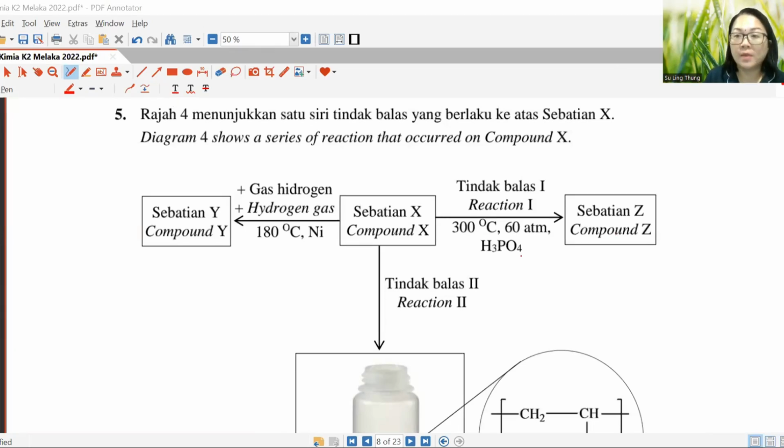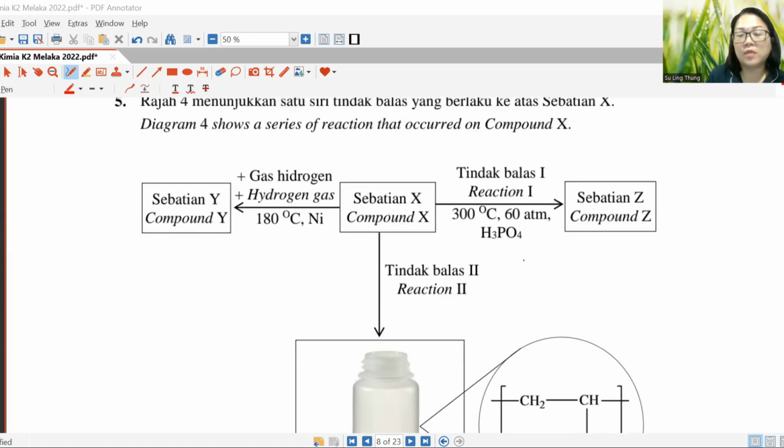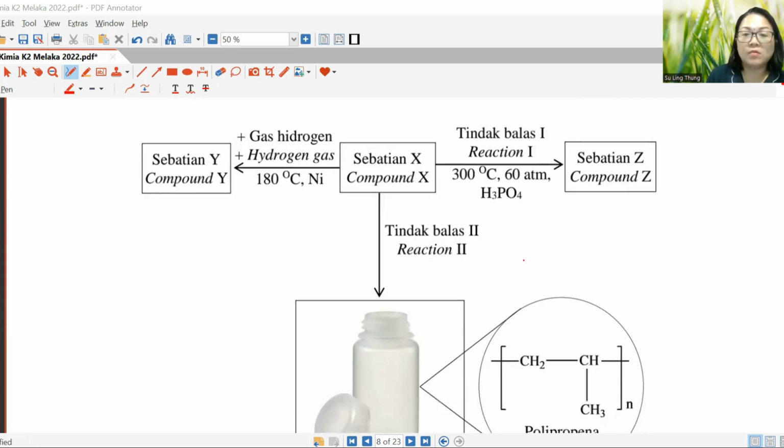Okay, now let us continue by looking at question 5. Diagram 4 shows a series of reactions that occurred on compound X. So when you are given this type of diagram, same goes to chapter salt, you don't make things worse by keep reading the question. Instead, you approach the diagram immediately.